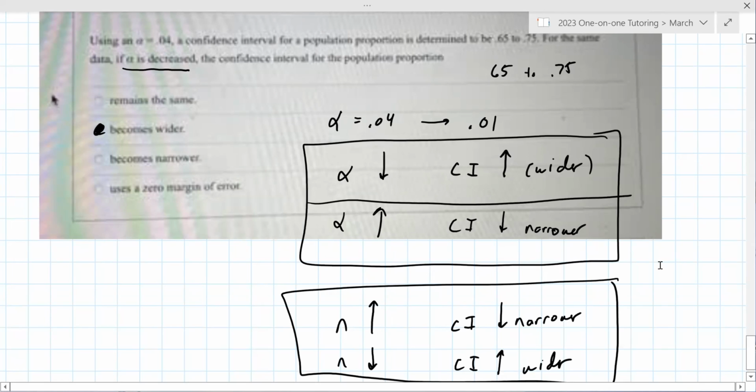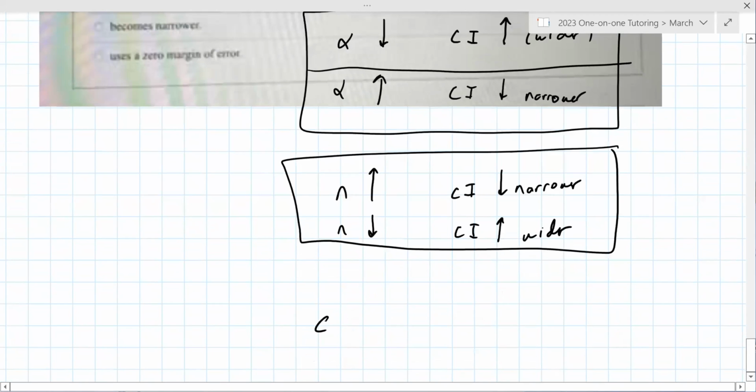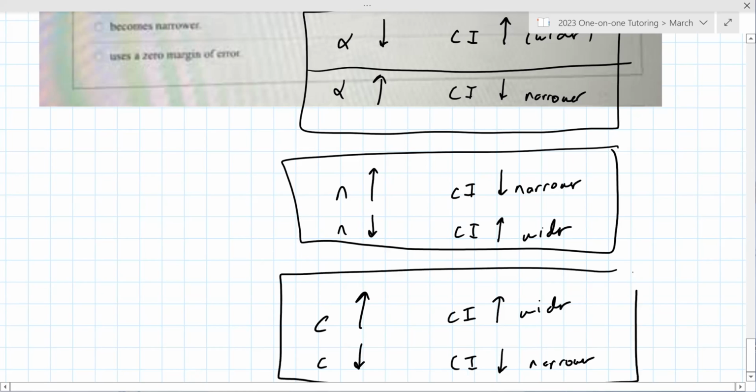The other way this one is mentioned, not to be even more confusing, is when C increases. When C increases, the confidence interval gets wider. When C decreases, the confidence interval gets narrower. Okay. C and alpha are related though. They'll choose one or the other probably to ask about.